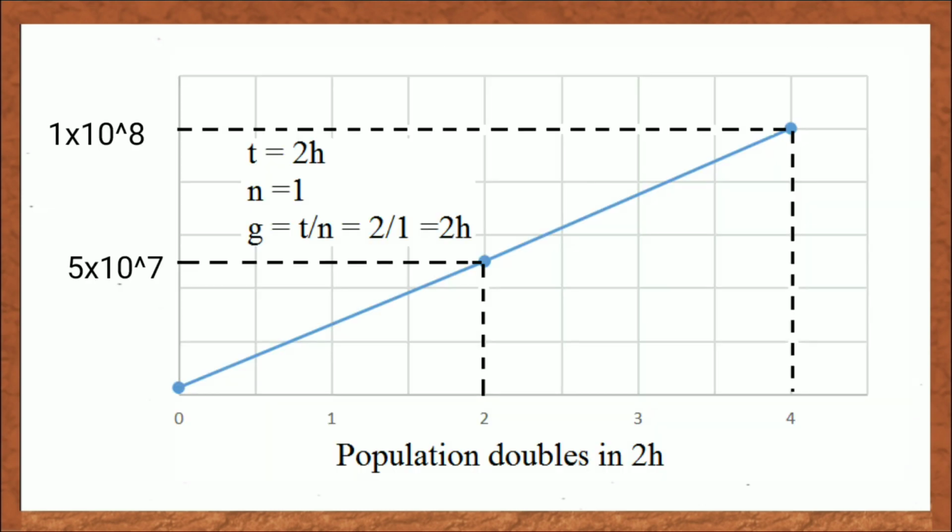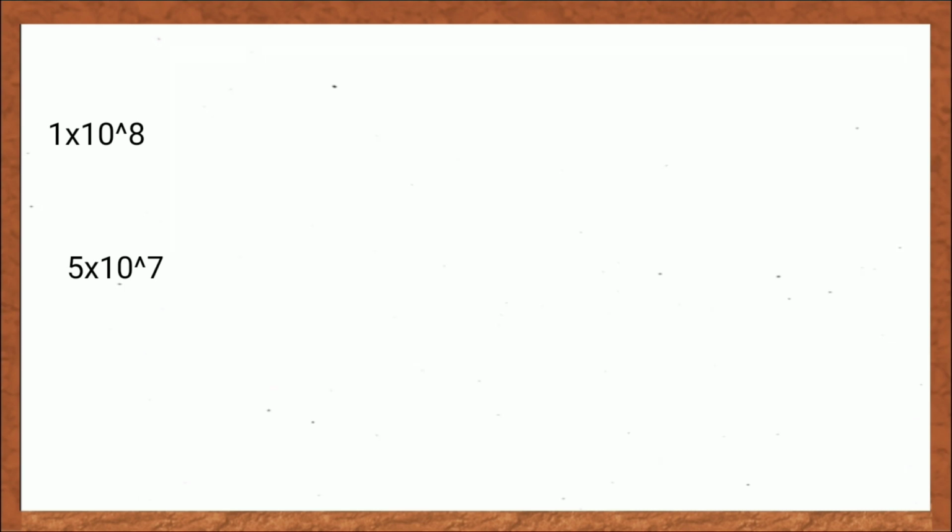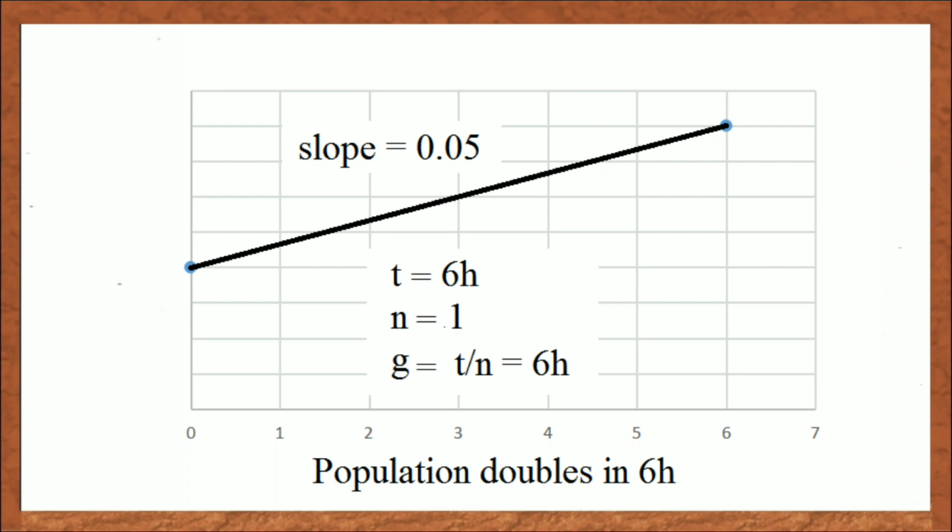Here in this plot, the bacteria takes 2 hours to double, so the value of G is 2 hours. In this plot, a bacterial population required 6 hours to double, or from 2 into 10 to the power 7 to 4 into 10 to the power 7. So the value of G is T by N, that is 6 by 1 or 6.